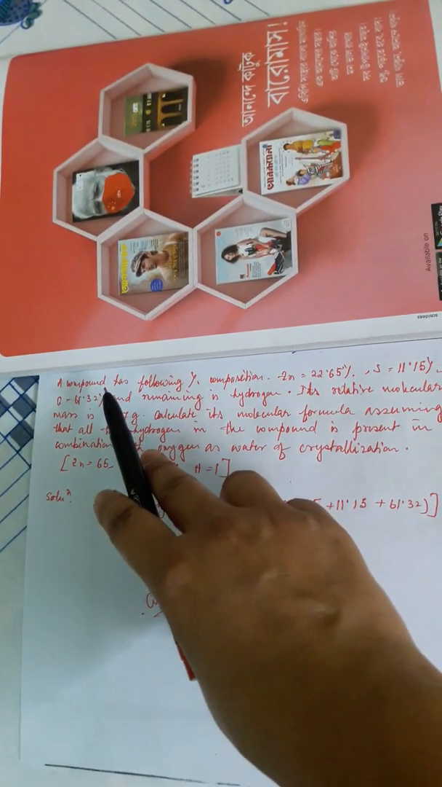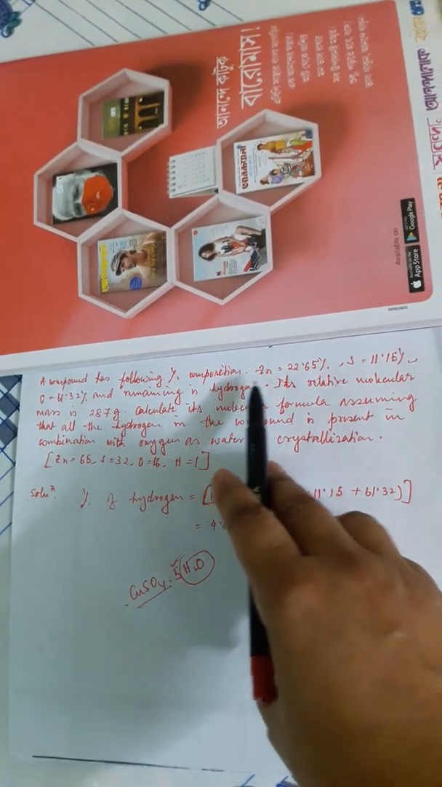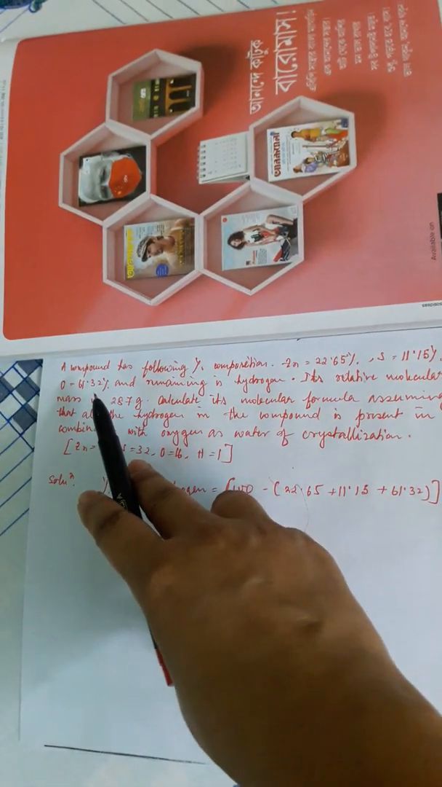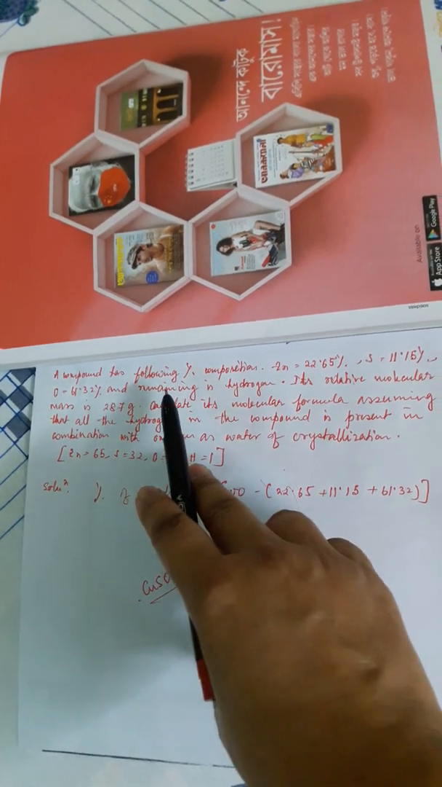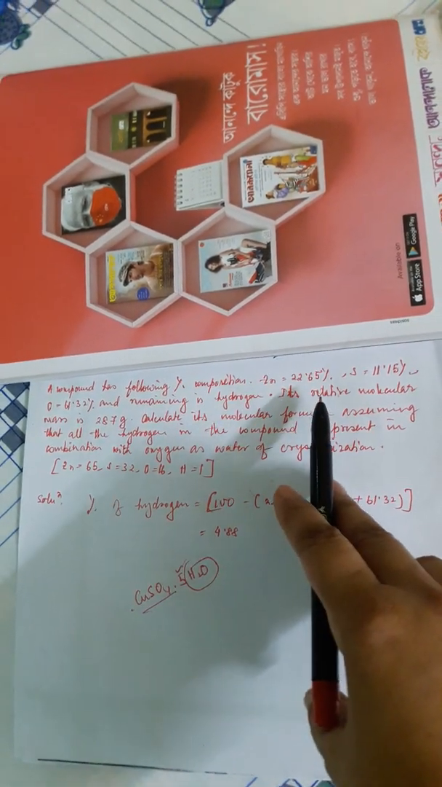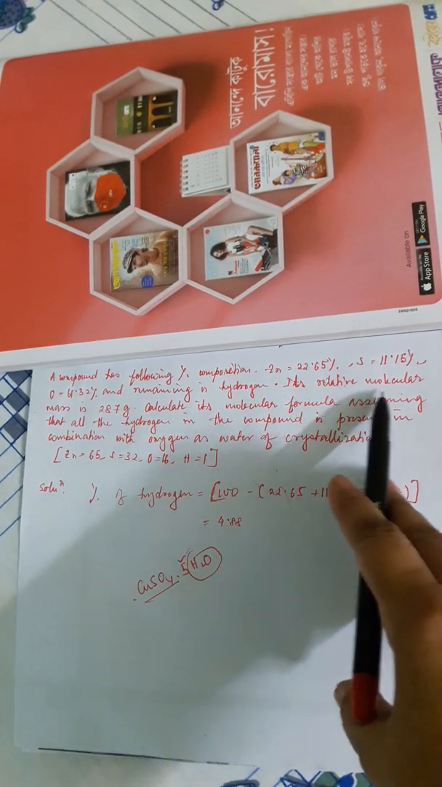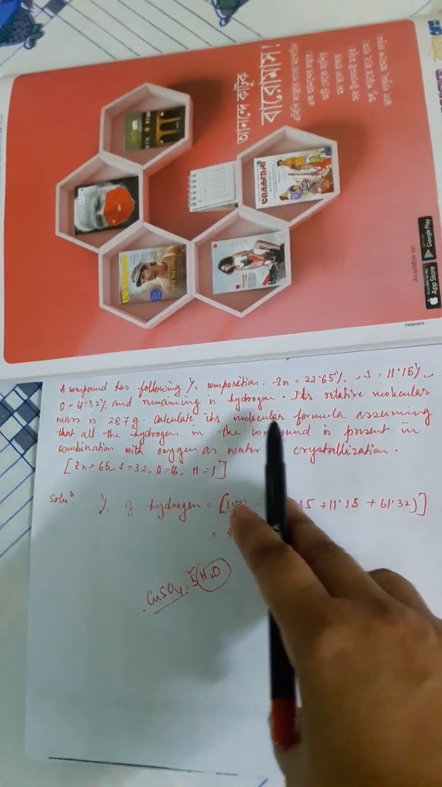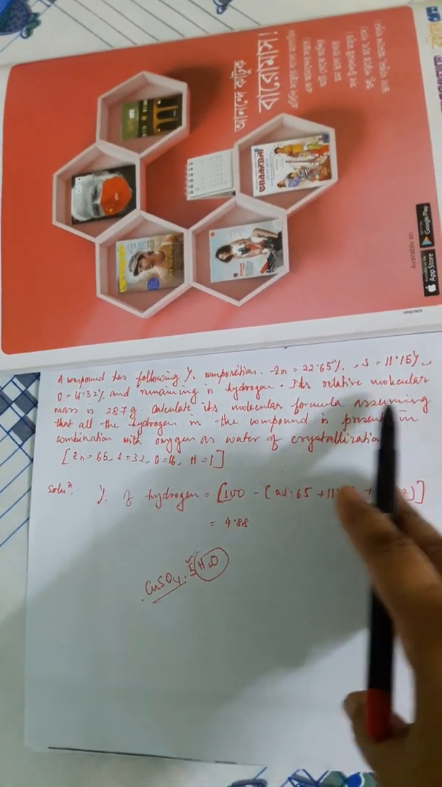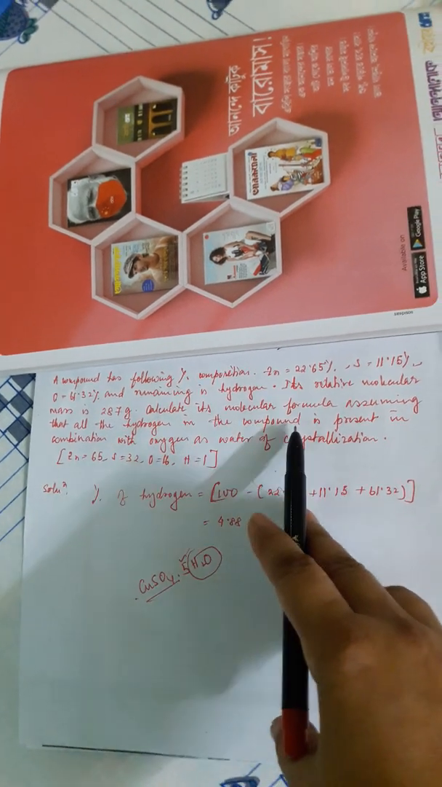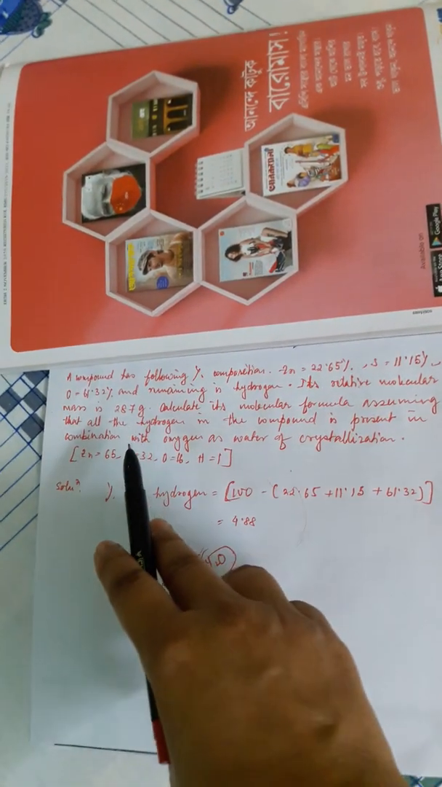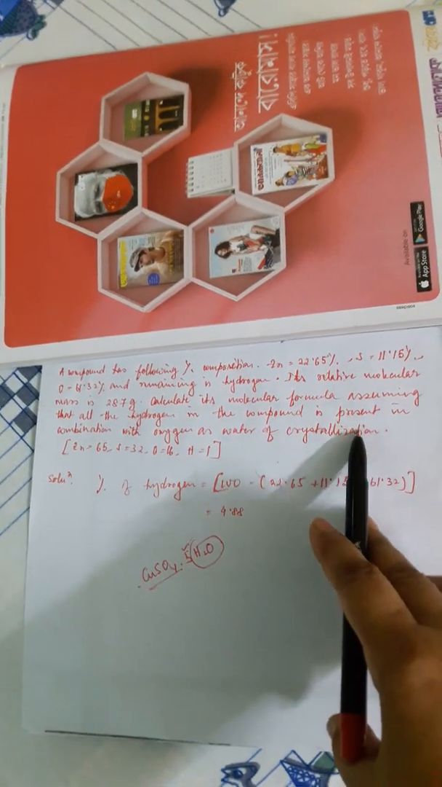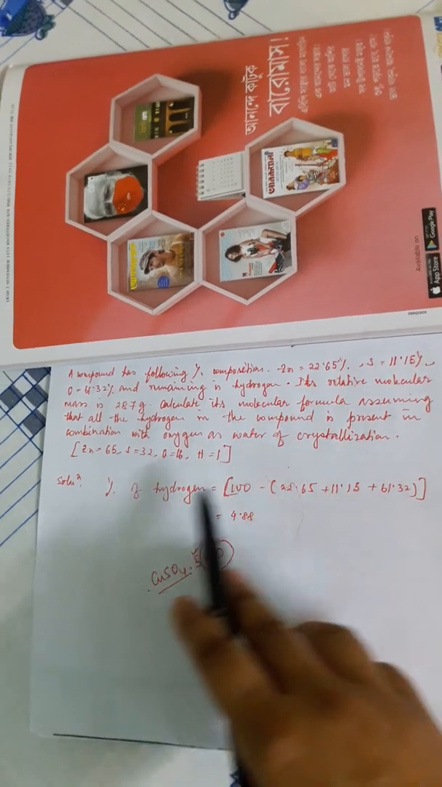The problem is: a compound has the following percentage composition: zinc 22.65%, sulfur 11.15%, oxygen 61.32%, and the remaining is hydrogen. The compound's relative molecular mass is 287 grams. Calculate its molecular formula, assuming that all the hydrogen in the compound is present in combination with oxygen as water of crystallization. This is our problem.